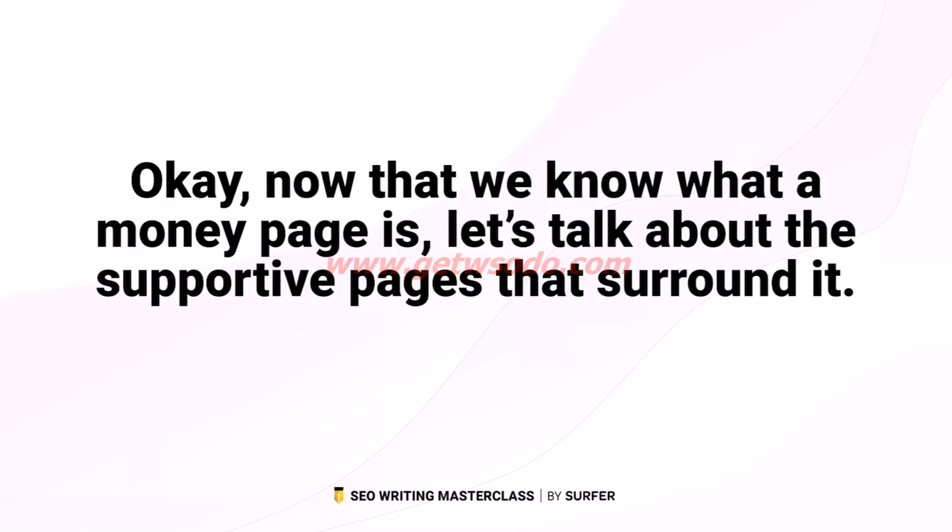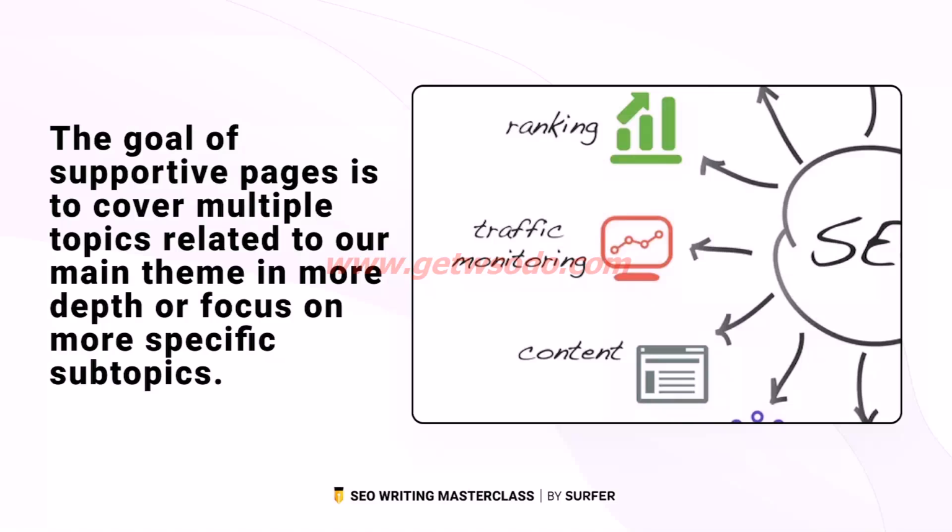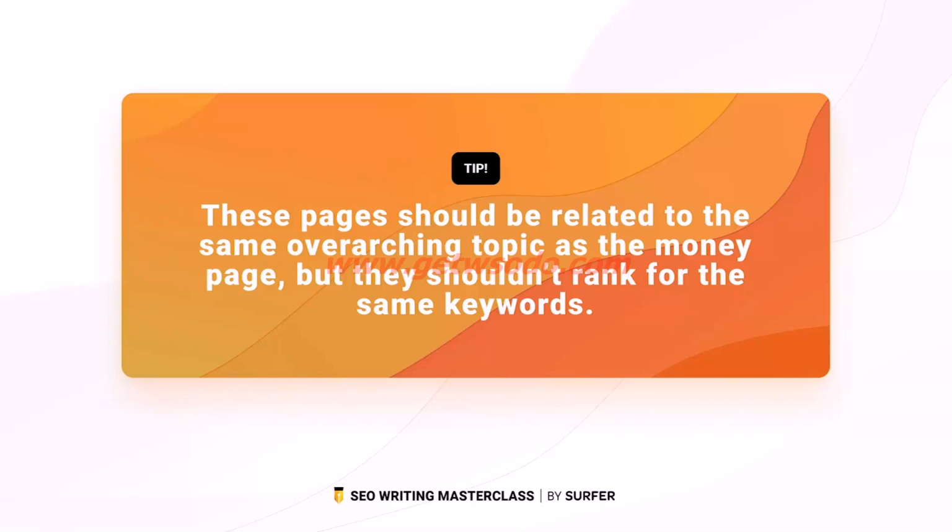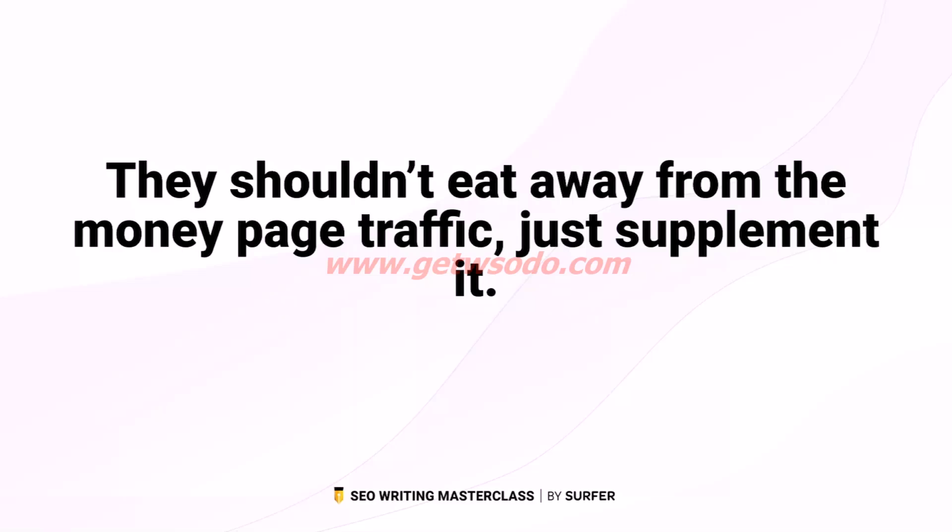Okay, now that we know what a money page is, let's talk about the supportive pages that surround it. The goal of supportive pages is to cover multiple topics related to our main theme in more depth or focus on more specific subtopics. They always have to link to the main page, and they can and should link to each other as well, if it only makes sense. These pages should be related to the same overarching topic as the money page, but they shouldn't rank for the same keywords. For these pages, it's better to search for more specific, long-tail keywords that might not share a lot of results with our main SERP of interest, but are in the same semantic field. They shouldn't eat away from the money page traffic, just supplement it.